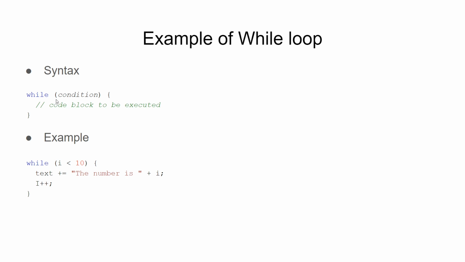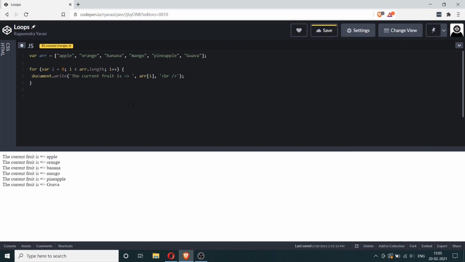It has the while keyword, and within that there is a condition, and the code block to be executed is within the curly brackets. And what it does is it will go through the code and repeat it until this condition is satisfied. So here we have while i less than 10, execute this statement, and this statement gets executed, and here we have the condition which can be manually entered. So let's have a look at how this would work out.